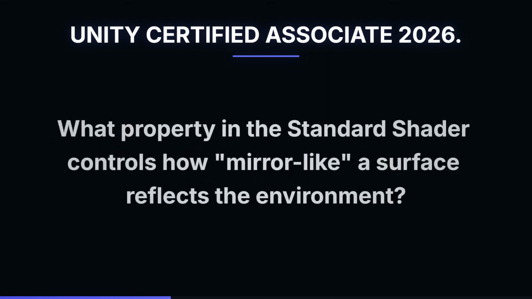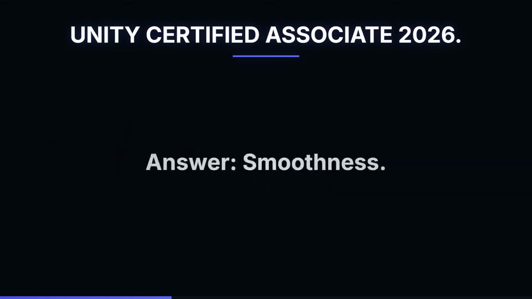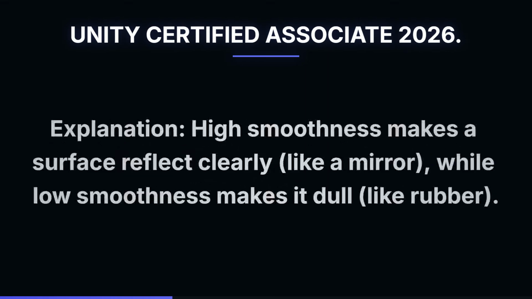12. What property in the standard shader controls how mirror-like a surface reflects the environment? Answer: smoothness. Explanation: high smoothness makes a surface reflect clearly, like a mirror, while low smoothness makes it dull, like rubber.